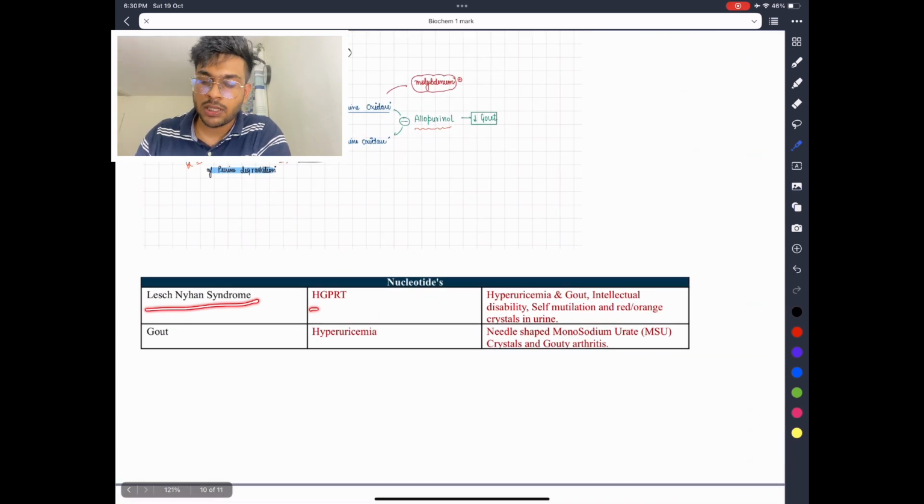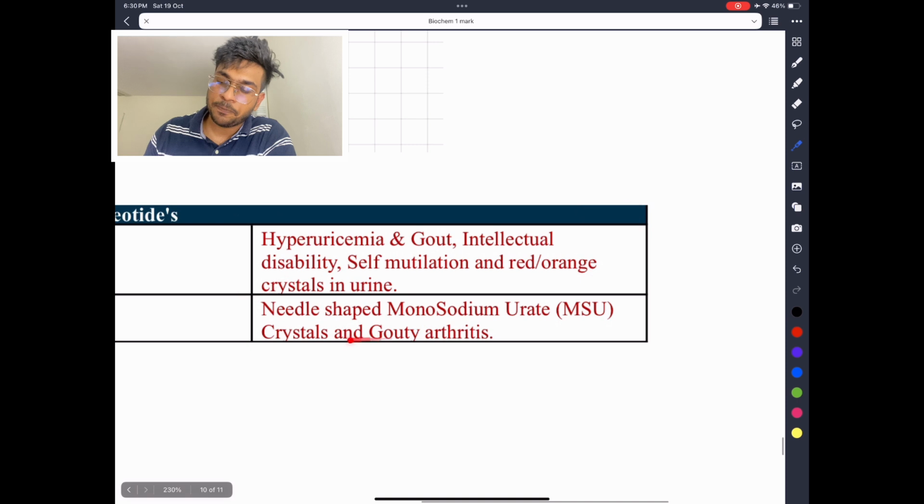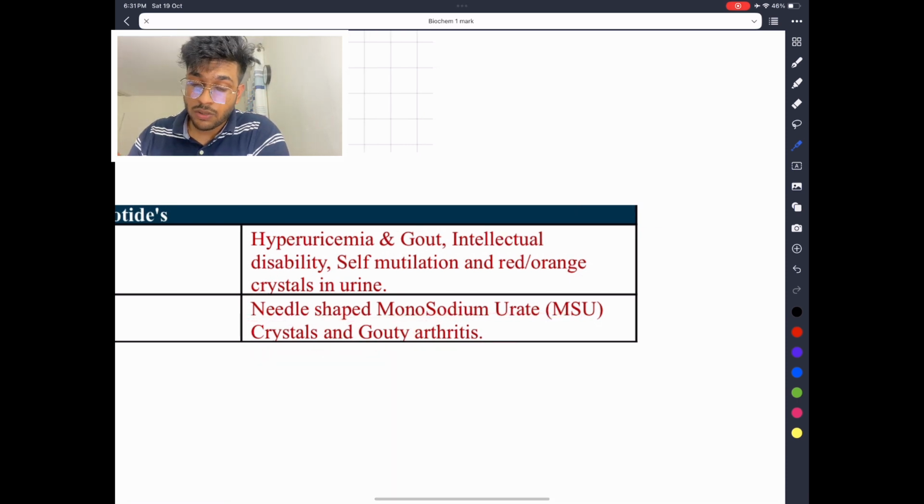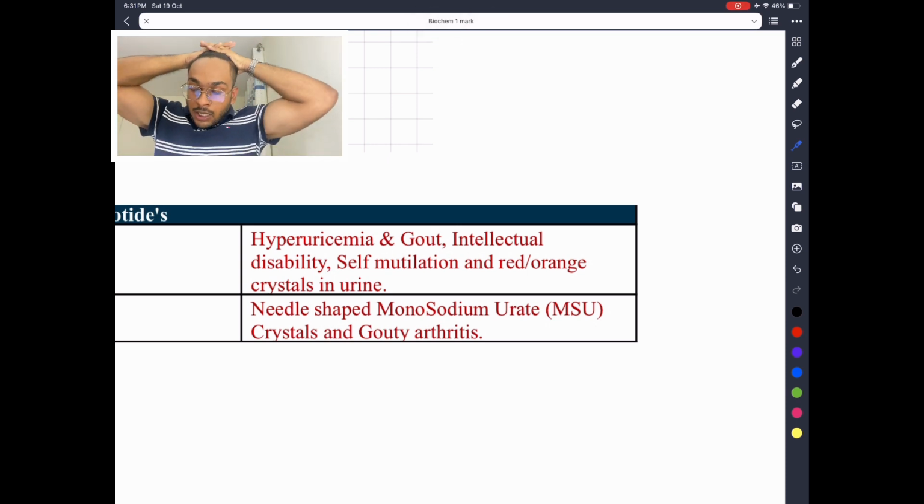I have put down Lesch-Nyhan syndrome, HGPRT, and what all happens. Then we have gout, which causes hyperuricemia. These are the crystals which are present. So yeah, learn the pictures of these needle-shaped structures. There are two types and all that, so you'll have to open nephrology for it in your medicine. So yeah, that was the video.